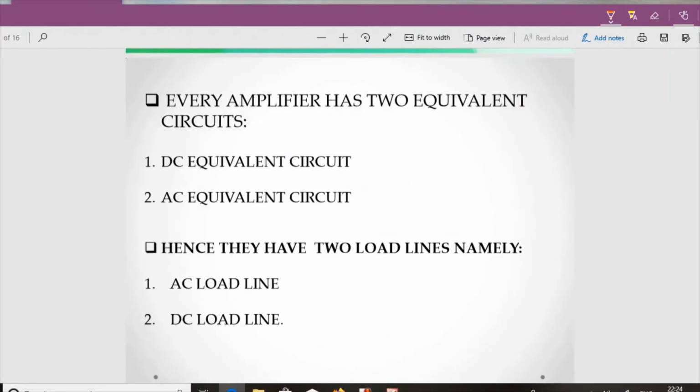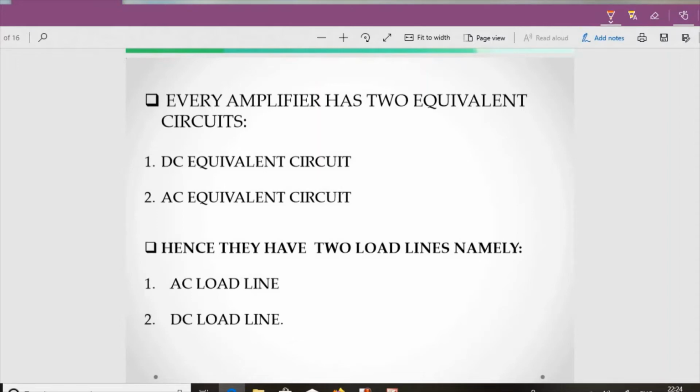So let's begin. Now every amplifier has basically two equivalent circuits, namely the DC equivalent circuit and the AC equivalent circuit. Usually we have the DC equivalent circuit for setting the operating point or quiescent point, on the basis of which your transistor behavior would be decided. If the operating point is in cutoff, it will work as an open switch. If it is in saturation, it will work as a closed switch. And if it is at the center in the active region, it will be working as an amplifier. Now, when you are using it as an amplifier, or when you are giving the amplifier an AC input, then you require an AC equivalent circuit.